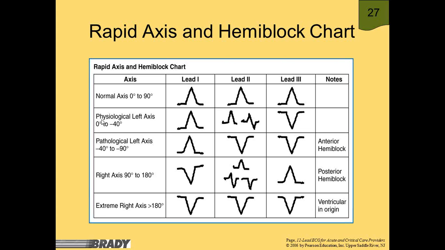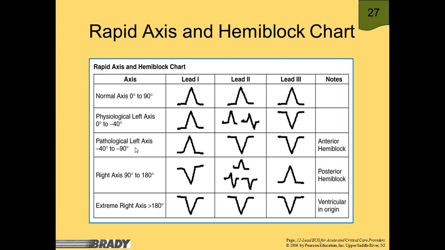So when we have a physiological left axis, which remember isn't all that big of a deal, we're going to see 0 to negative 40. Okay, so this is 0 to 90. When we have a left deviation, it goes to the negative numbers. So 0 to negative 40 degrees, we're going to see upward in lead 1, upward or halfway in lead 2, and a negative deflection in lead 3 because it's swinging a little to the left.